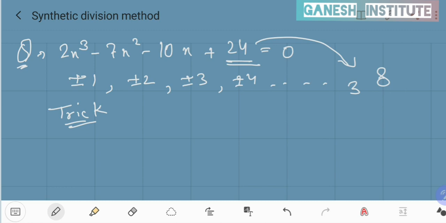So the next step is that whatever coefficient of the highest power of x, we have to divide these two factors with it. Okay, we will divide it by 2. Here we get 4 and the another factor is 3 by 2.